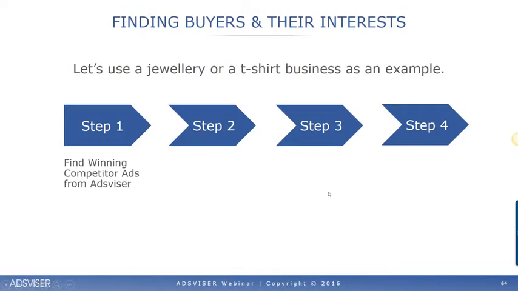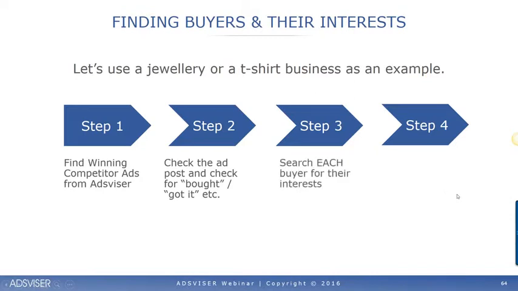What we need to do is go into Adsviser and find winning competitor ads. You can search for t-shirt, jewelry, or anything that you want. Step 2 is you check the ad post. You click through to the ad post on Adsviser and hit Control F. That brings up a search bar, and you type in phrases like bought, got it, want it, need it, love it, ordered, signed up, or any other search phrases you might need.